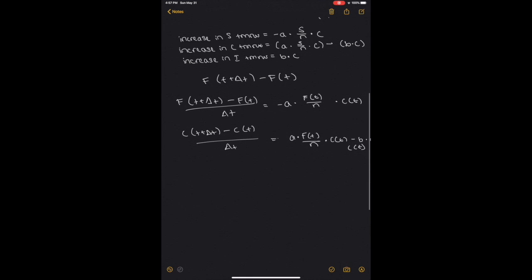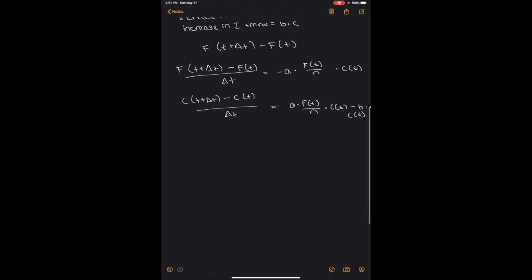This allows both sides to be written as rates of change. We write this form as a rate of change in units of numbers of people per day. So we can say that f of t plus delta t minus f of t, all over delta t, is in numbers of people per day. So this is just our units.